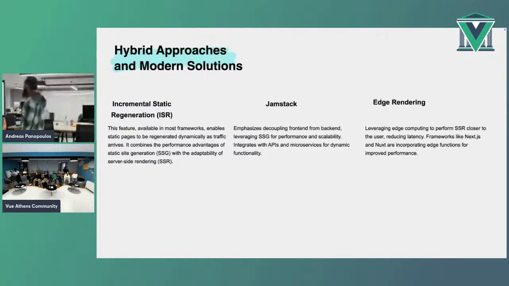So we have some hybrid approaches that can handle the space between server-side rendering and static site generation. The first is the one we talked about, incremental static generation. The second one is Jamstack, where we are decoupling the front end from the back end. So we generate a static site, and by using APIs, microservices, and webhooks, we can update the related page with the updated content.